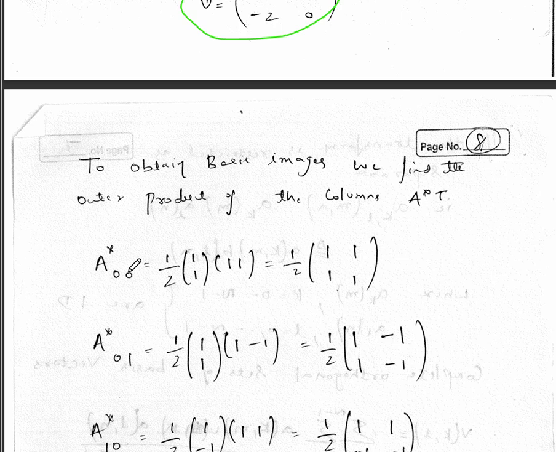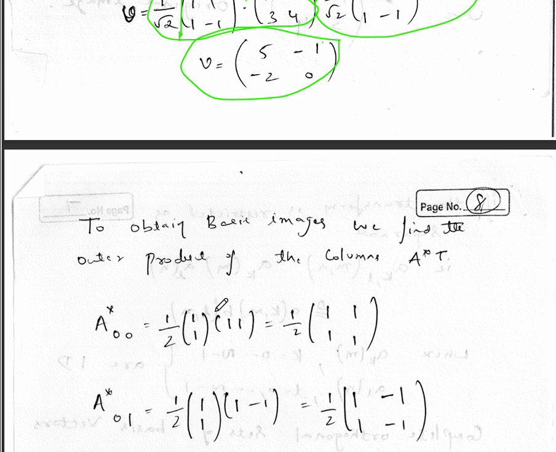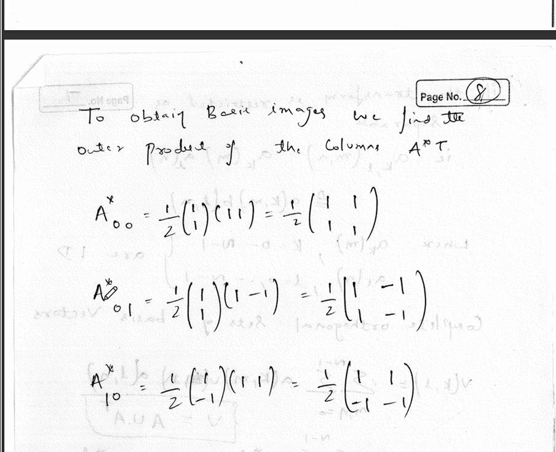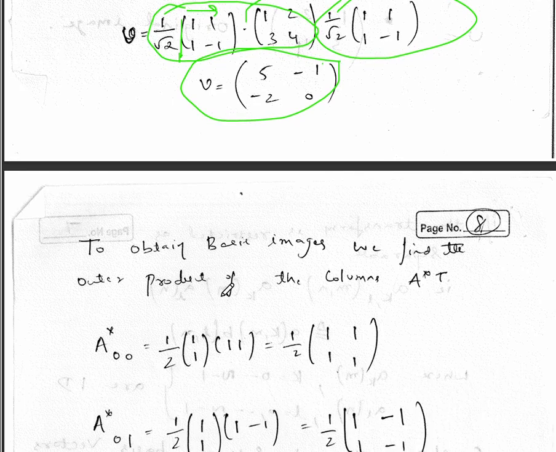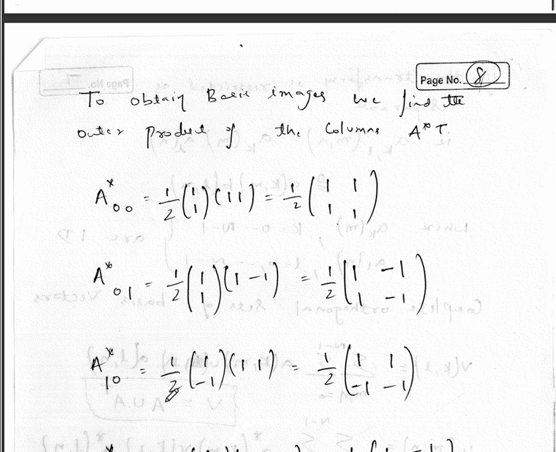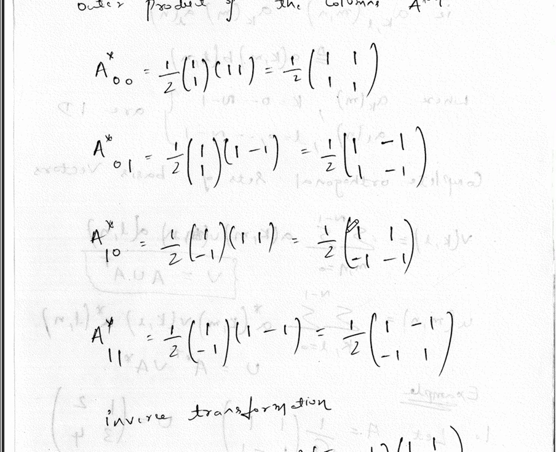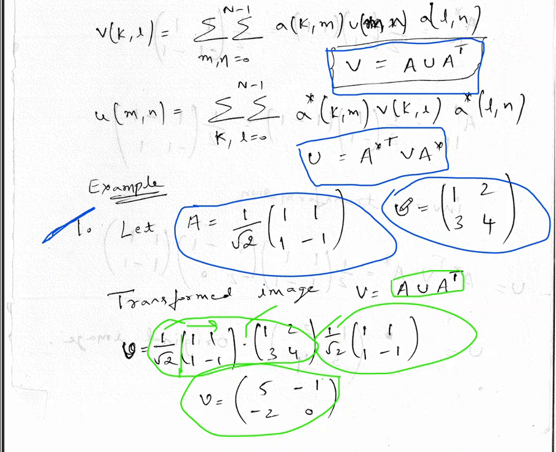Next you have to obtain the basis image for each term, that is A00, 01, 10 and 11. For A00 star you have to consider 1 by 2, and you consider the first column and first row, that is 1 1 and 1 1. When you form the matrix it will be 1 by 2 of [1 1; 1 1]. Similarly for A conjugate of 01 you have to consider the second row, first column and then second row, so you'll get the following matrix. After that you repeat the same for 10, and again for 11. After you get the matrices, you'll perform inverse transformation to obtain back the value of U.